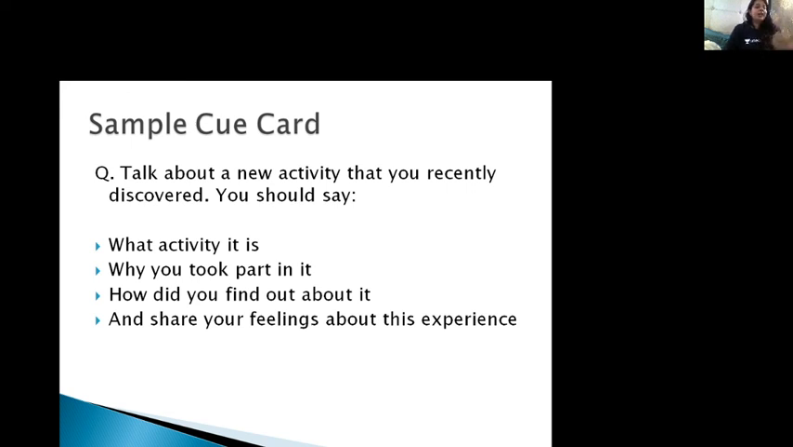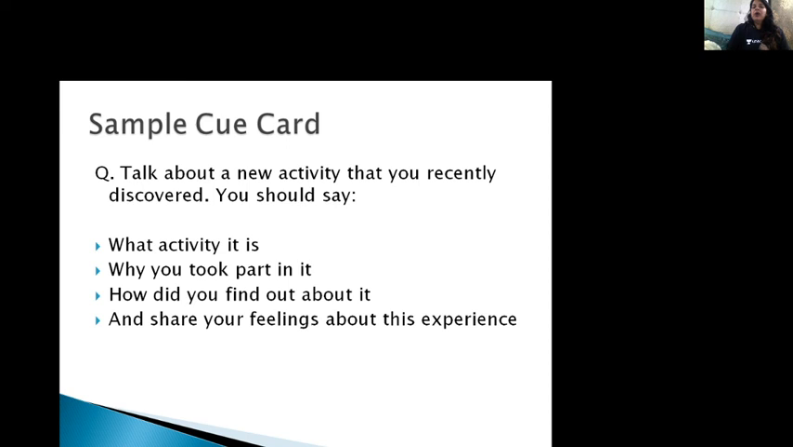Now, another sample cue card question which I want you all to practice until we meet next time. So this is kind of your homework. Talk about a new activity that you recently discovered and what you should say. Number 1, what activity it is, why you took part in it, how did you find about it, and share your feelings about this experience.